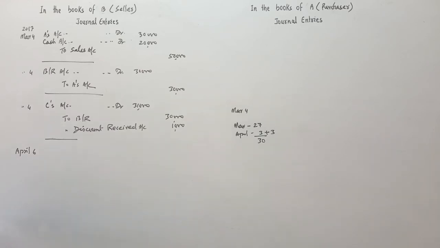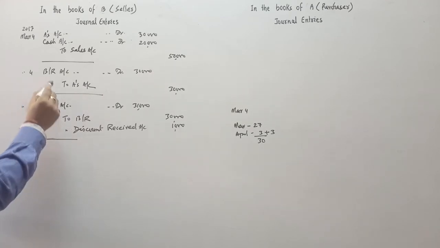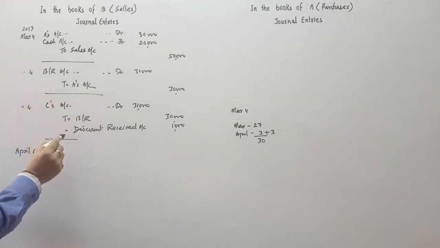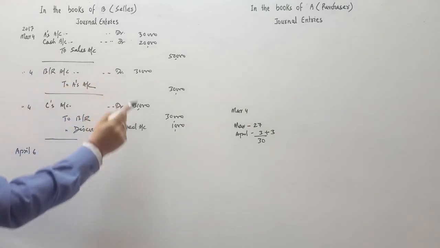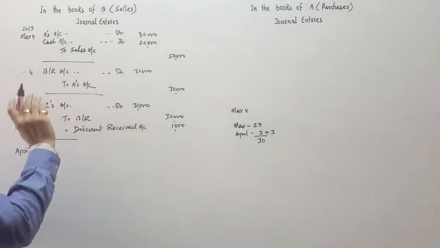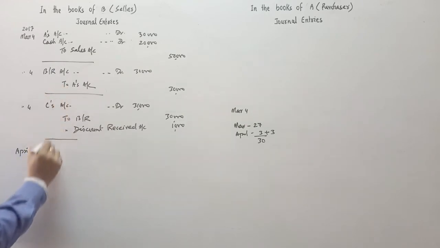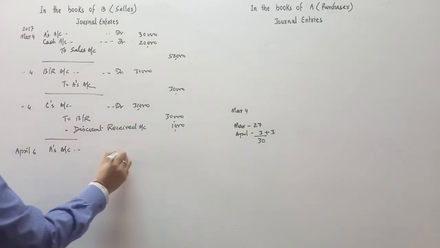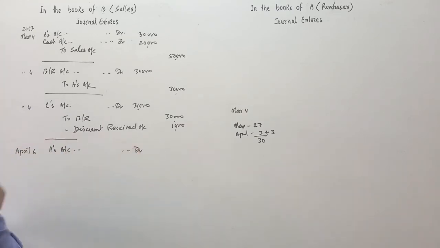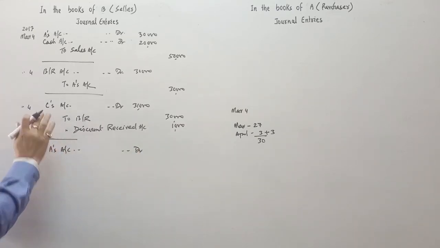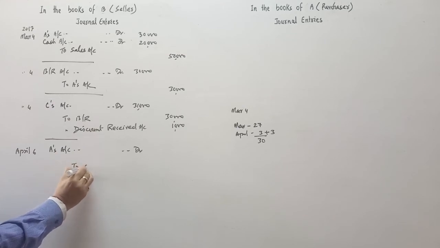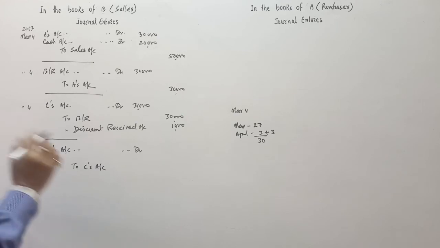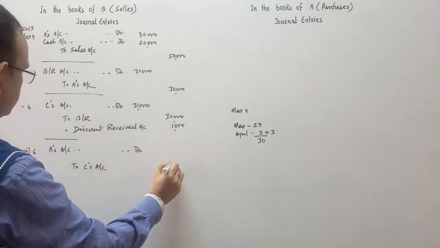So we will cancel the entry. These two entries which are related to the bill will be cancelled. Bills receivable 30,000 debit and bills receivable 30,000 credit are already cancelled. So A's account will be debited, and we will cancel C's account. C's account will be credited 31,000.